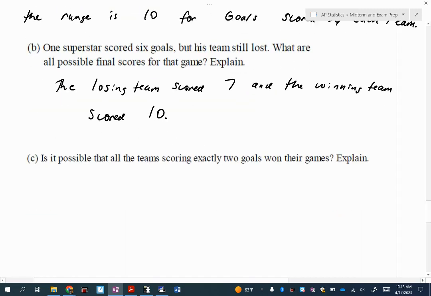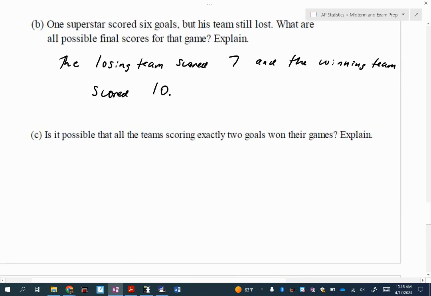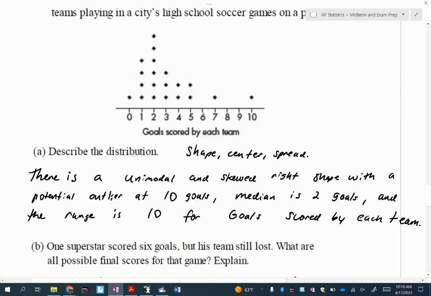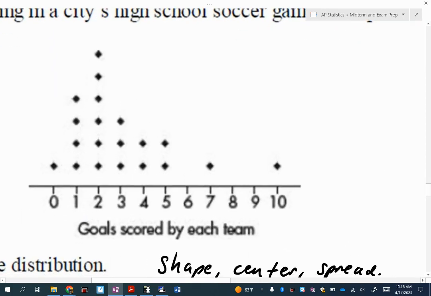Is it possible that all teams scoring exactly 2 goals won their games? Well, let's look. All right, if I zoom in here. All right, how many teams scored 2 goals? 6 teams. So if all those teams won, how many teams should be to the left of them in terms of scoring 0 or 1 goal? 6. Let's see. We have 1 team scored 0. And then 1, 2, 3, 4 scored 1 goal. All right, so that's 4 plus 1, which is 5, right? So is it possible that all the teams that scored 2 goals won?